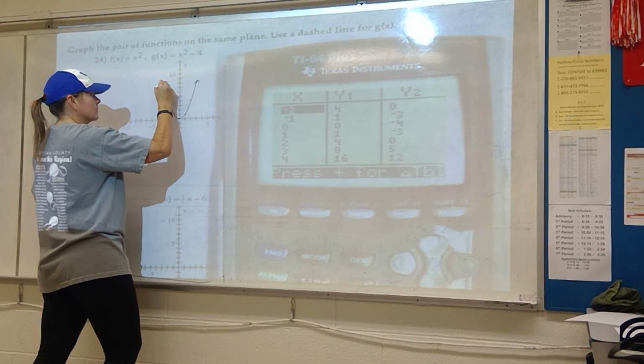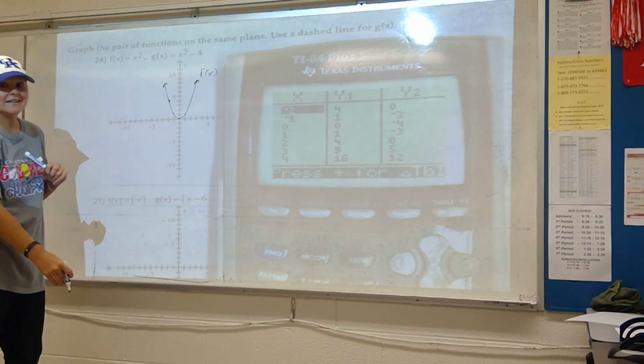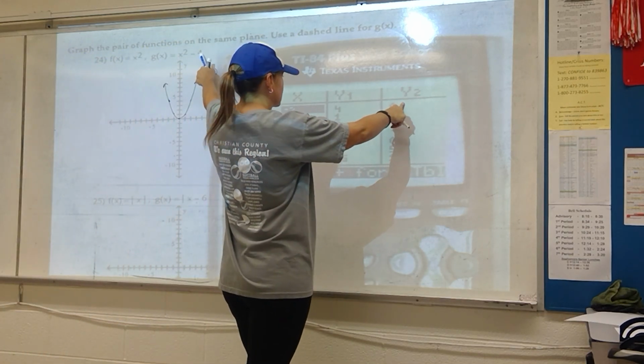And you probably make sure you got arrows on the ends, make sure you label that f of x, okay? Your second equation was your g of x, it was the one shifted down 4.